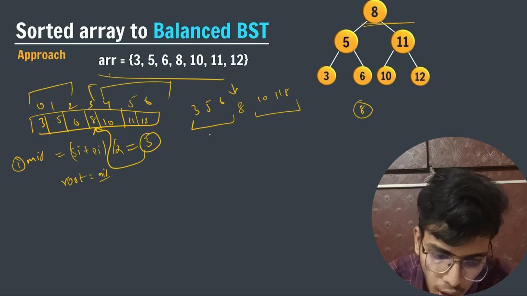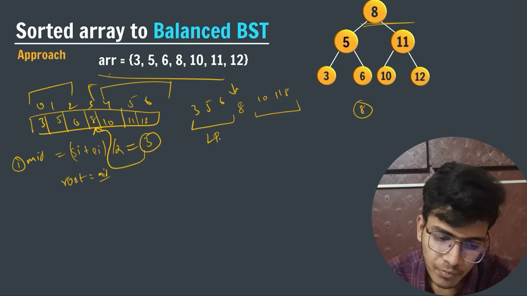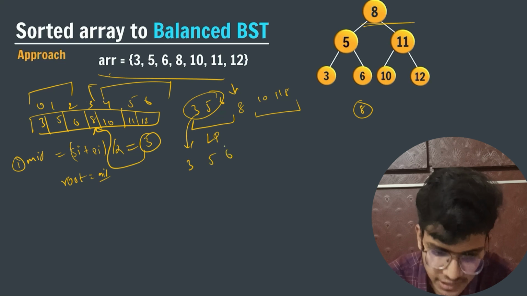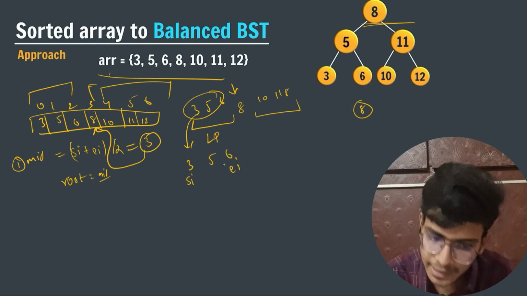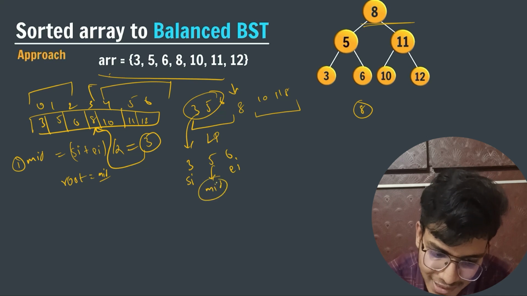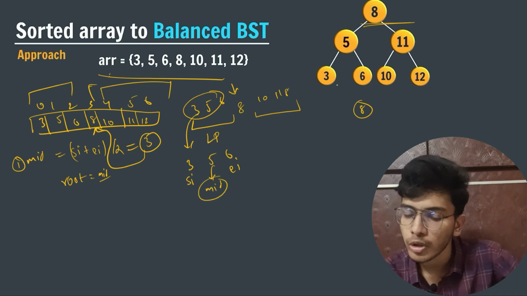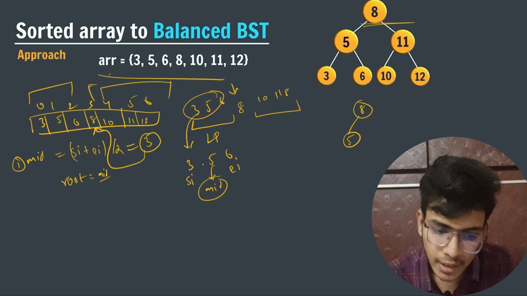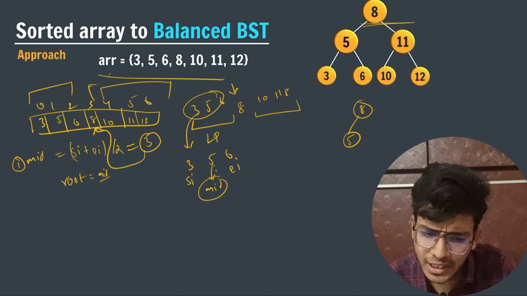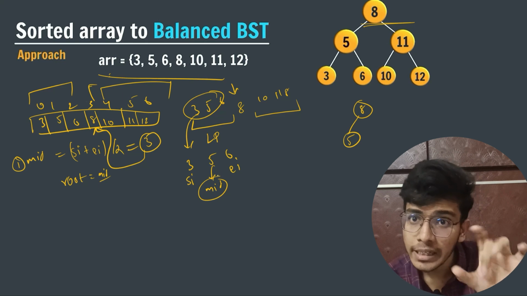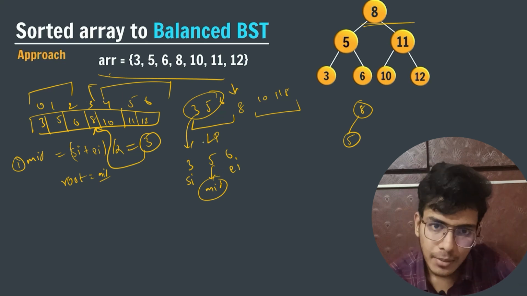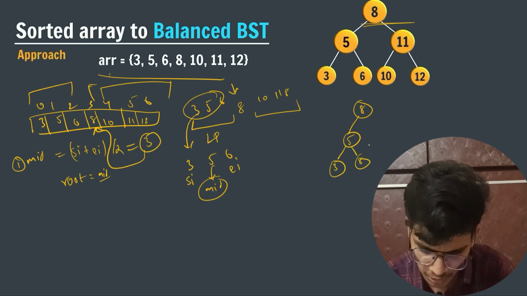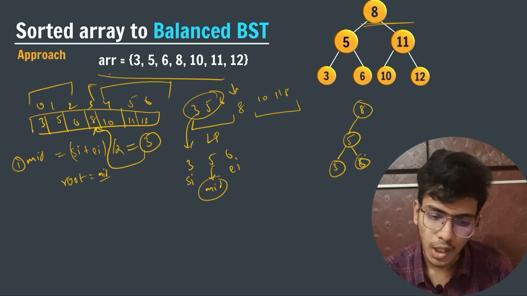Now I will recursively call my function for the left part. For this recursive call, 3, 5, 6, this is my starting element and this is my ending element, and this will become my mid. If it is mid, then this mid value will become my root node. So for the root 8, the subroot is 5; I will make 5 a subroot. Now you can see that there is only one element on the left side, so it will become the left child. So 3 will become the left child, and after that, 6 will become the right child.